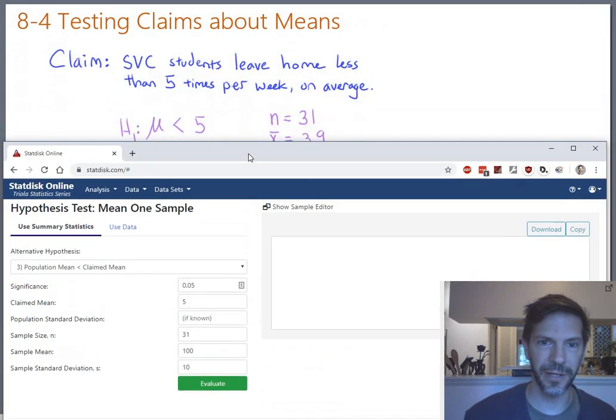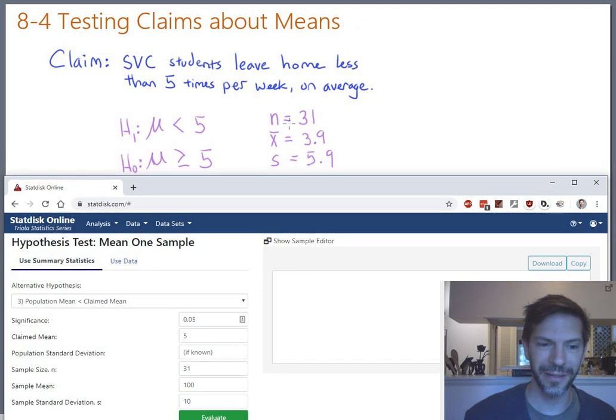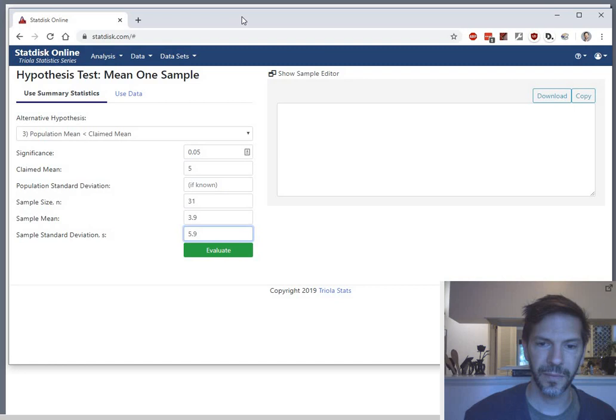So remind yourself of these numbers here in case you've forgotten. Sample size was 31. The sample mean was 3.9. And the sample standard deviation was 5.9. And with those 3 things in there, we are ready to evaluate.